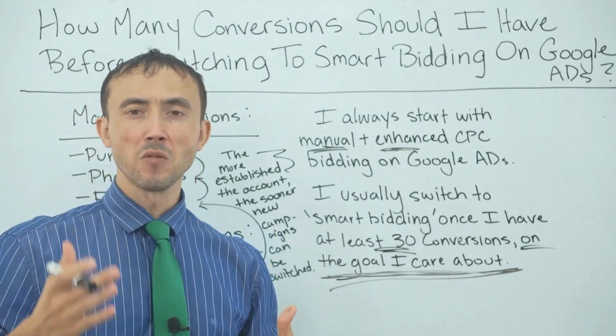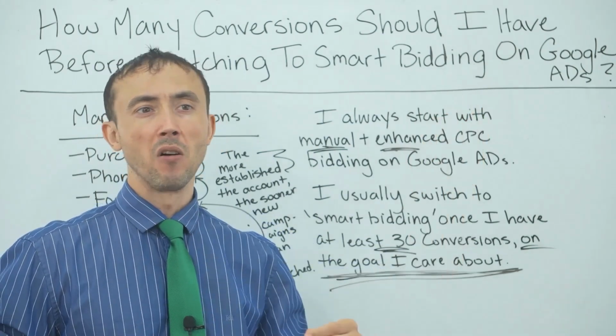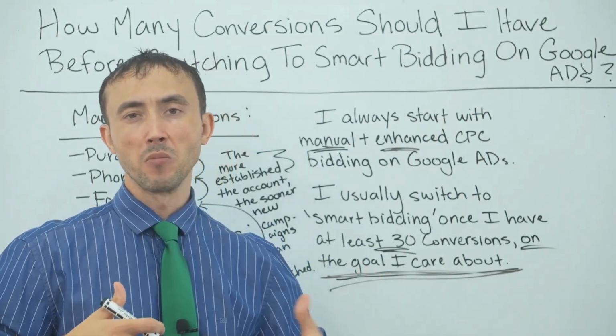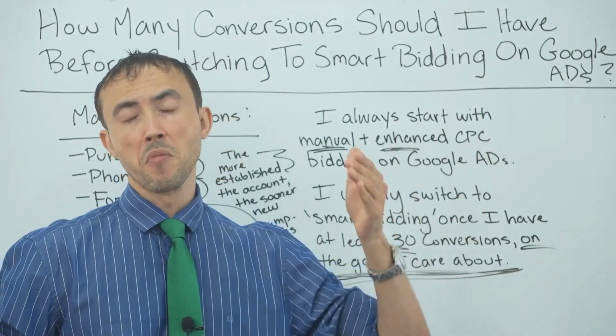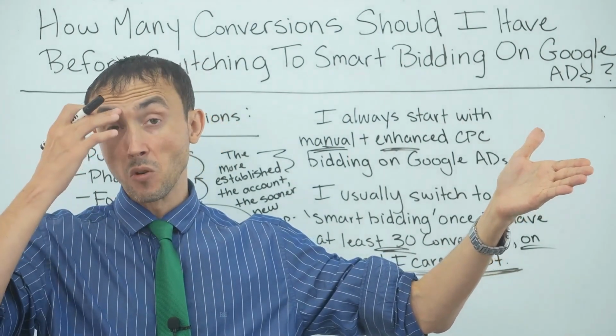Before customer list uploading, it was just about Google identifying when a customer comes through and making sure you bid a little bit more, so you always get that person coming to your site because they're more likely to convert.